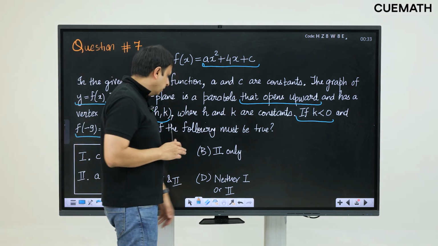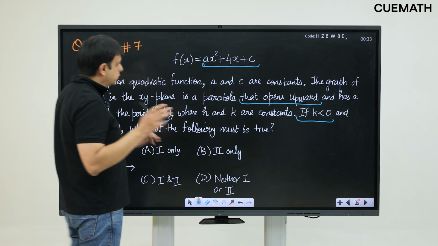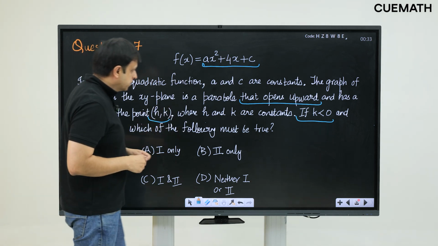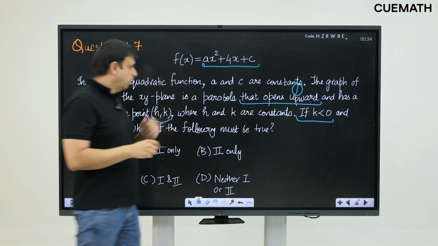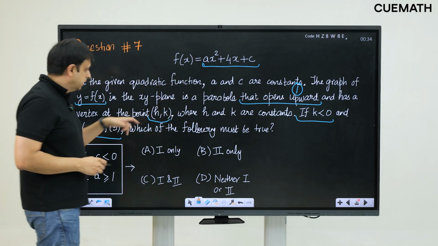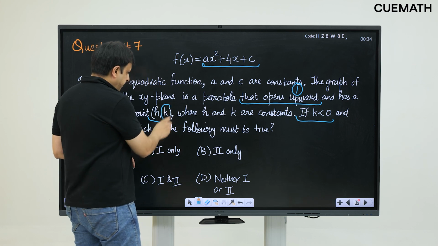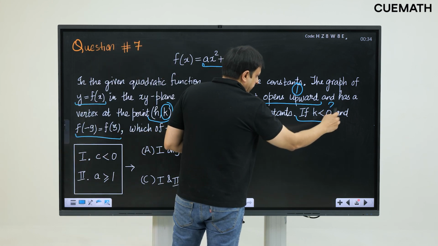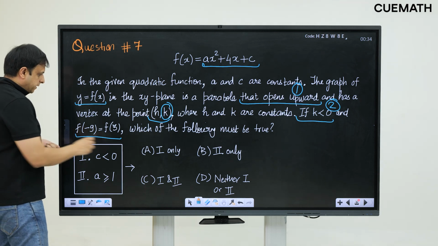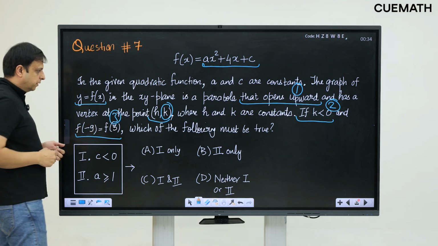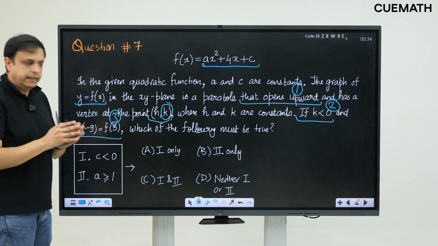So, let us look at all the information given to us. We are of course told that the expression is ax square plus 4x plus c, and then we are also told that the parabola for this opens upward. So, that is fact number 1. We are told that the y coordinate of the vertex, which is k, is less than 0. So, that is fact number 2, and we are also told that f of minus 9 is f of 3. So, that is fact number 3.